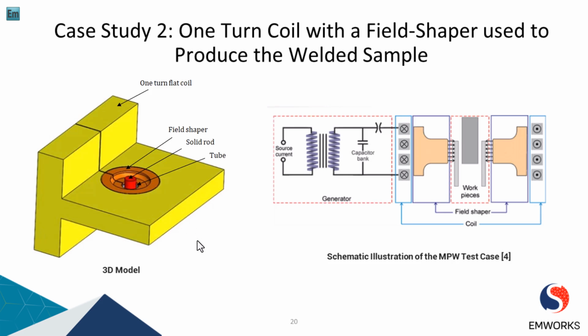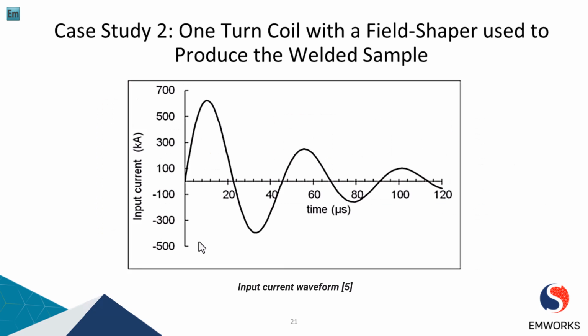Moving ahead, understanding the input current waveform in study case 2, where a 1-turn coil and a field shaper are utilized for welding. So if we take a look at the waveform, the input current waveform is the driving force behind the generation of the magnetic field within the coil and the field shaper. So you can see a surge pulse of current has been supplied to the coil.